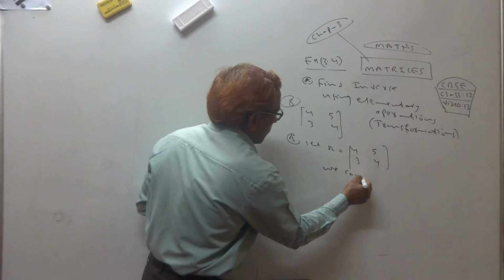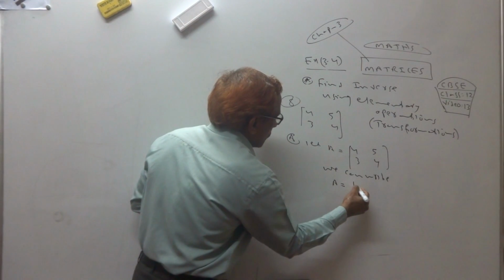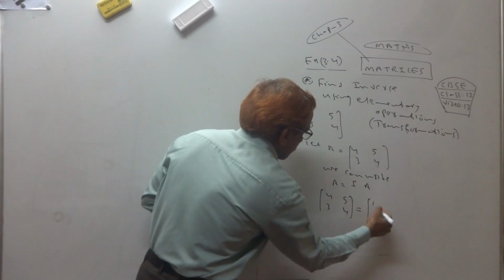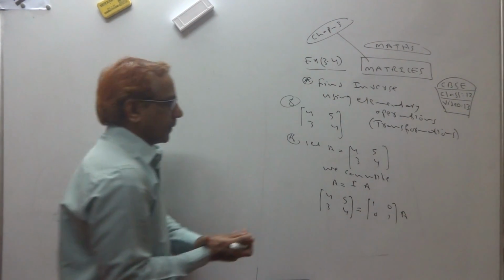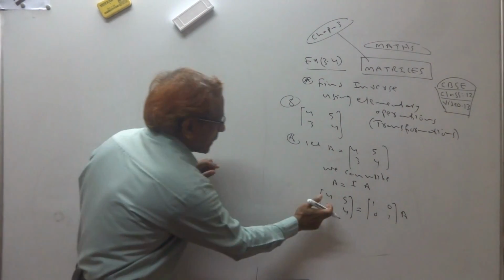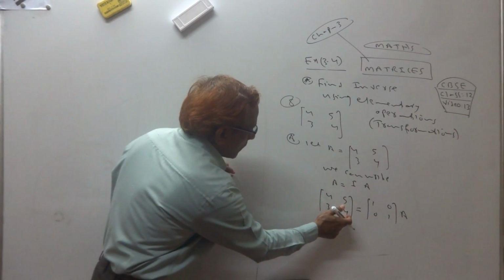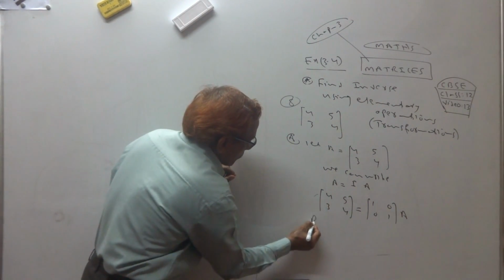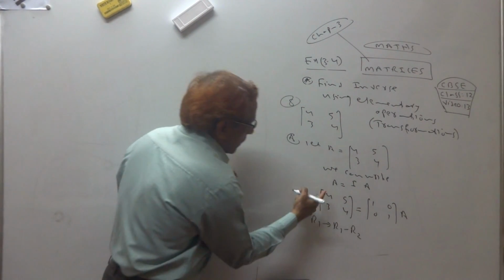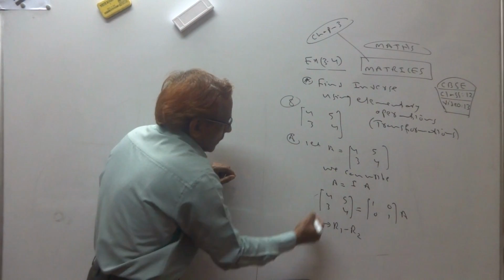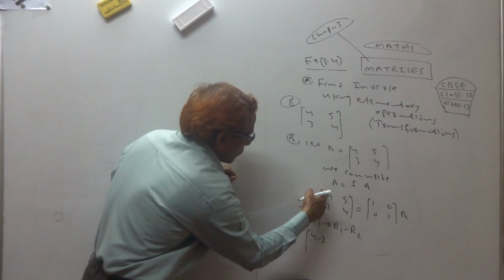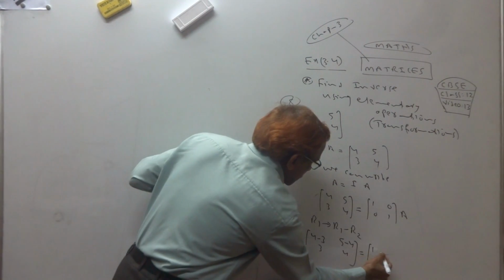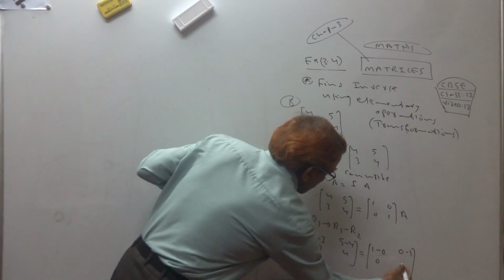After that we can write A is equal to IA. What is A? [4 5; 3 4]. What is I? [1 0; 0 1]. A. So you know that you have to make this [1 0; 0 1]. How do we make this? I can take the operation R1 minus R2. R1 minus R2: 4 minus 3, 1. 5 minus 4, 1. 1 minus 0, 1. 0 minus 1, minus 1.